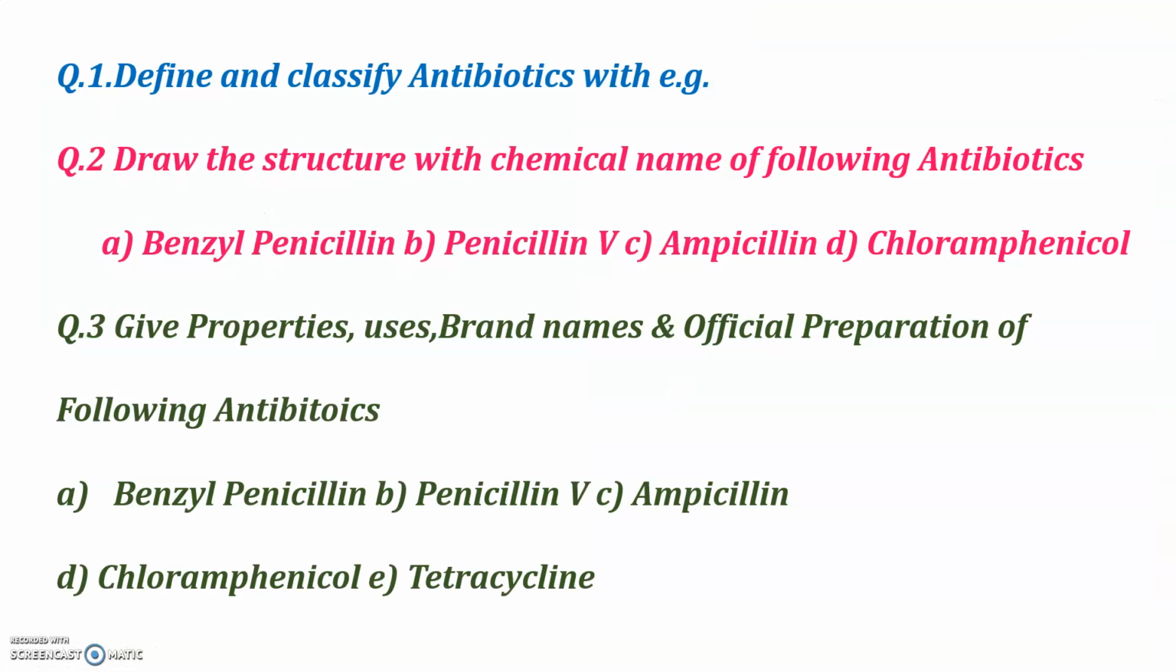Okay, so these are the question bank, frequently asked questions in the exam. Define and classify antibiotics with examples. Draw the structure with chemical name of the following antibiotics like penicillin V, G, ampicillin, chloramphenicol. Then give the properties, uses, brand name, official information of all the following antibiotics. So this is all about the antibiotics. Read all these questions carefully and if you watch this video again, you will easily get the answers to these questions.